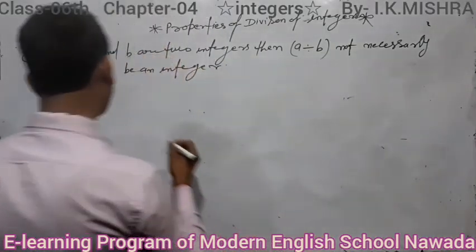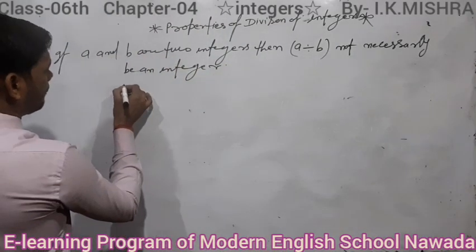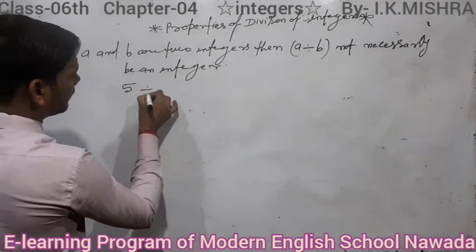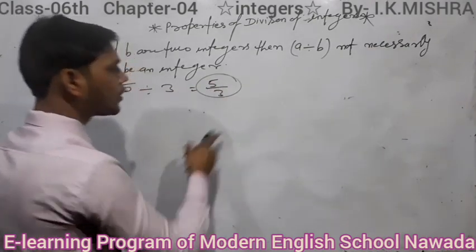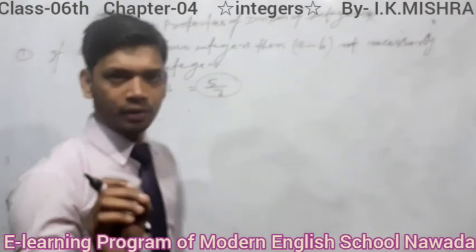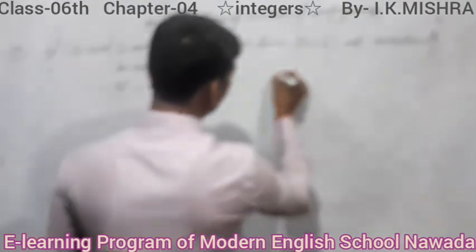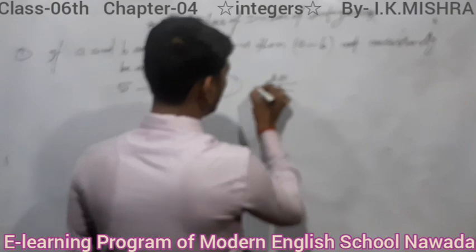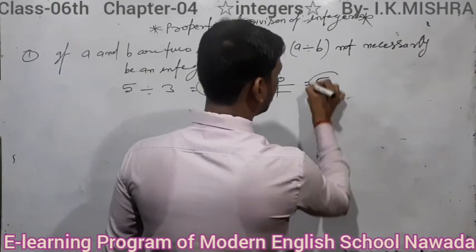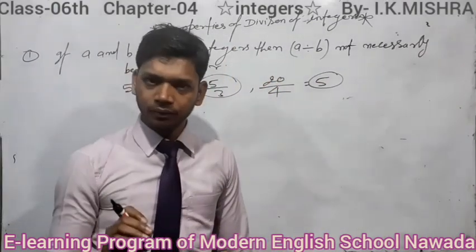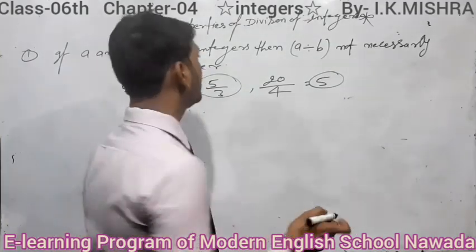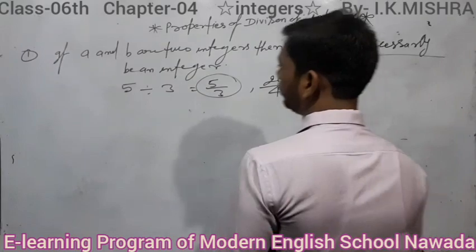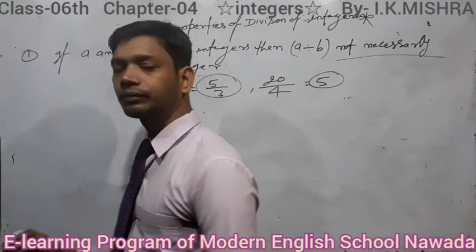Suppose you divide 5 by 3, which is 5 by 3. It's not an integer. But when you divide 20 by 4, the result is 5. The result may or may not be an integer, so it is not necessary to be an integer.